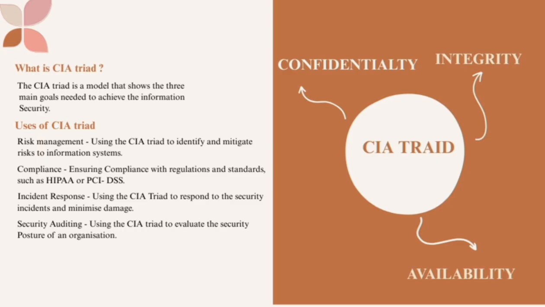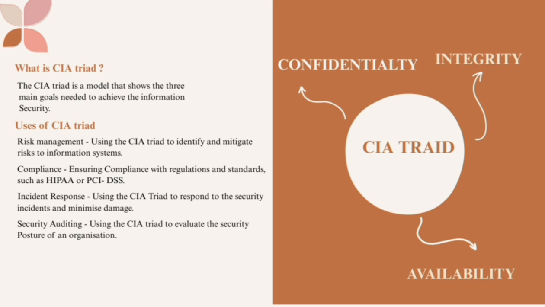Now we discuss the CIA Triad. First of all, what is the CIA Triad? We can say that the CIA Triad is a model that shows the three main goals needed to achieve information security. Next, the uses of the CIA Triad.